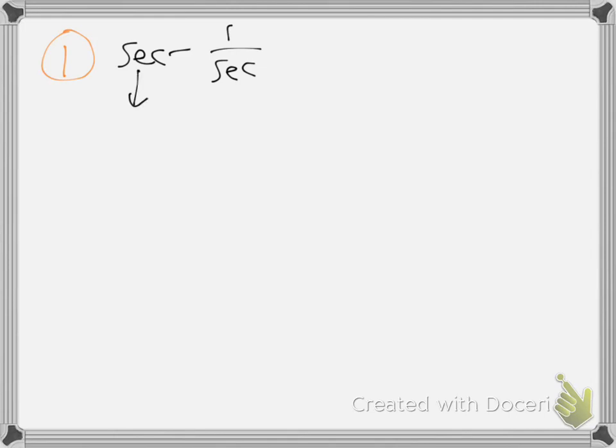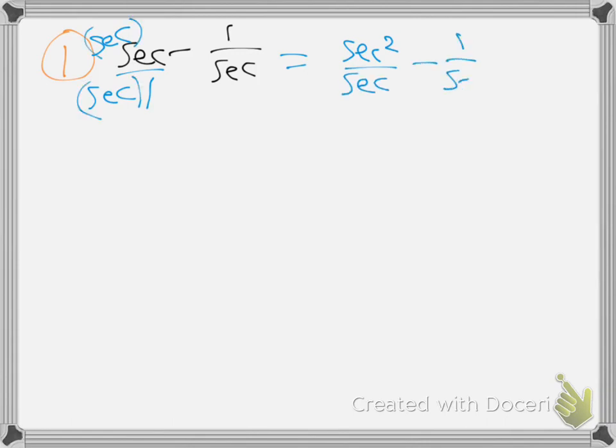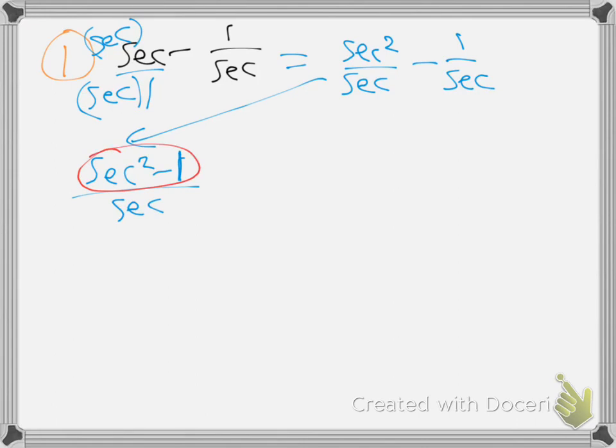So what do you do with these guys? You got to get a common denominator, right? So therefore you put this over 1, multiply top and bottom by secant, and that becomes secant squared over secant. Everybody good with that? I multiply top and bottom by secant minus 1 over secant. Good. Bring it over here. So then you make that secant squared minus 1 over secant because they have a common denominator. That's pretty much what you always do with fractions. Get a common denominator.